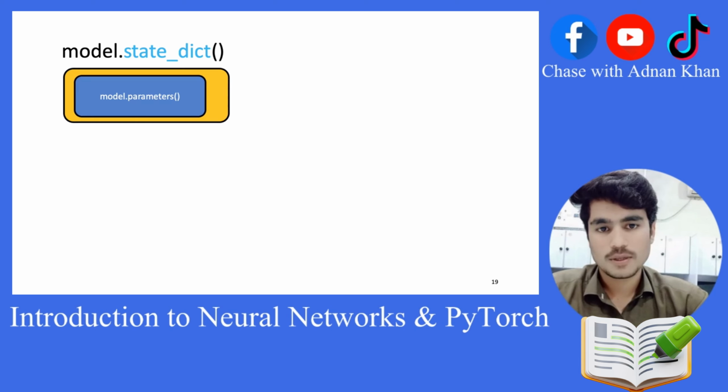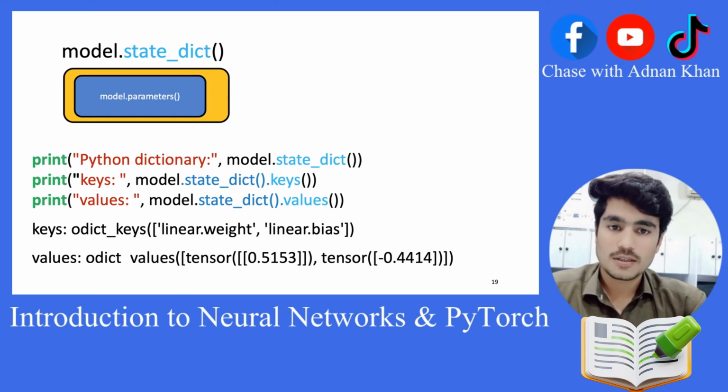Finally, an important method is state_dict. This returns a Python dictionary. We will use it as our models get more complex. One function is to map the relationship of the linear layers to its parameters. We can print out the keys and values. Now let's see how to train the model.